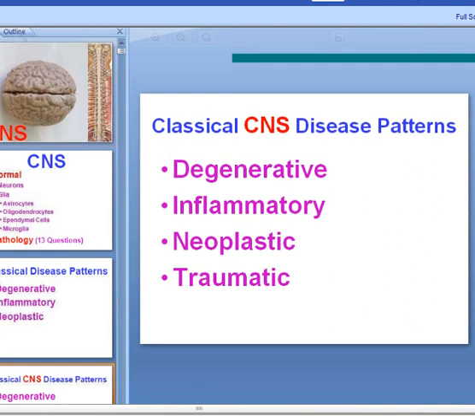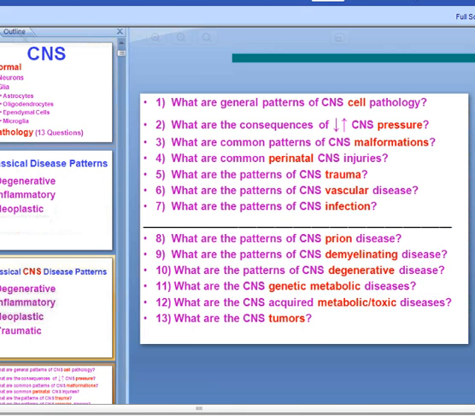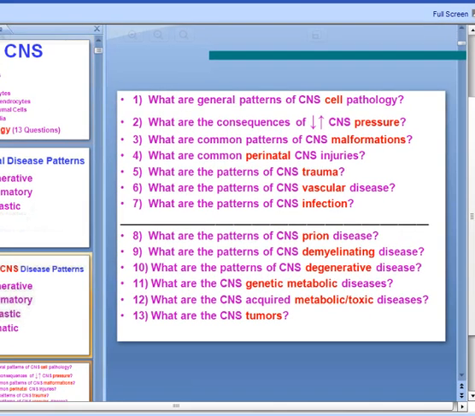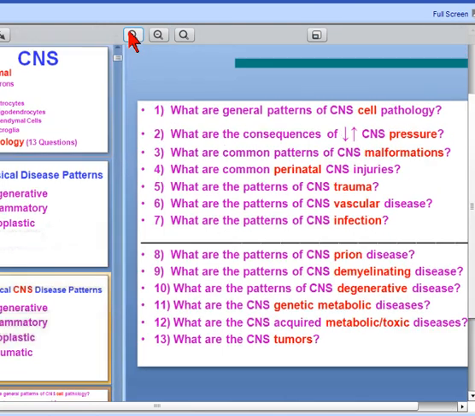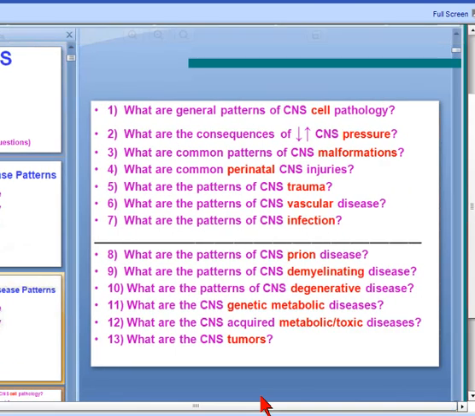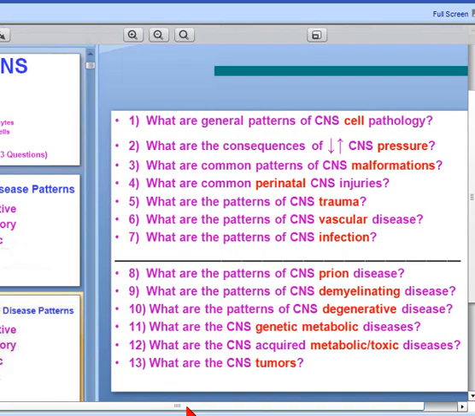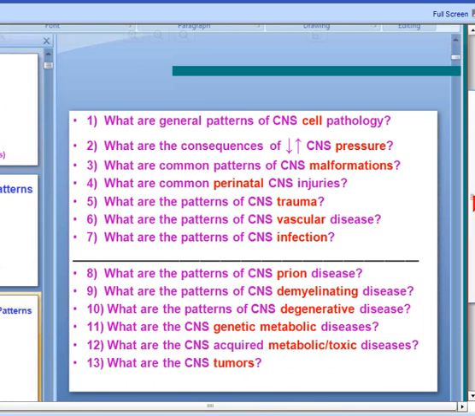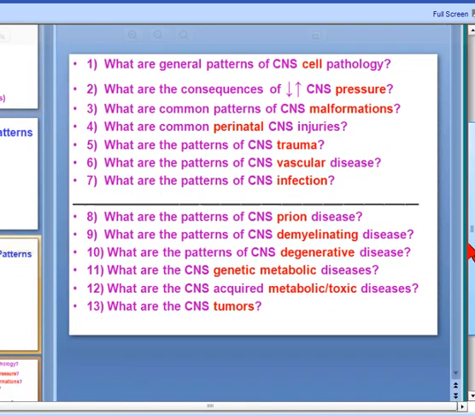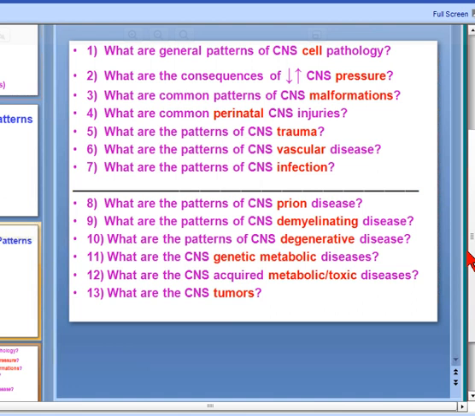The way Robbins has had it organized, however, is to do a series of questions, and I think that this all relates to the degenerative, inflammatory, neoplastic as well. We have basically 13 questions. Number one, what are the general patterns of CNS cell injury? What are the consequences of increased or decreased CNS pressure? What are the common patterns of CNS malformations? You know, these are your congenital malformations again.